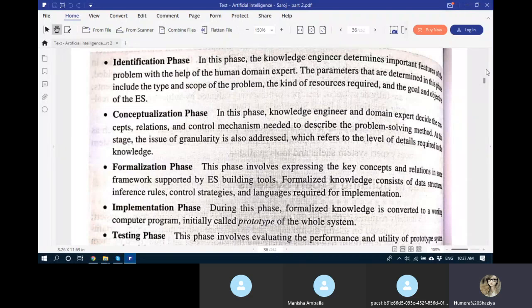So the identification phase determines the important features of the problem with the help of a human domain expert.